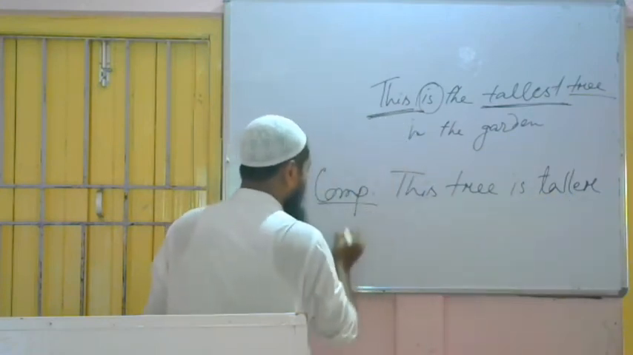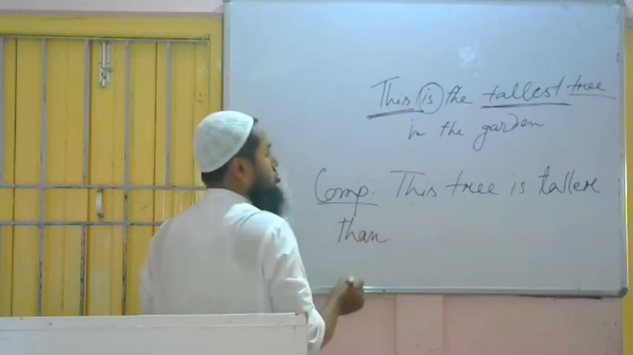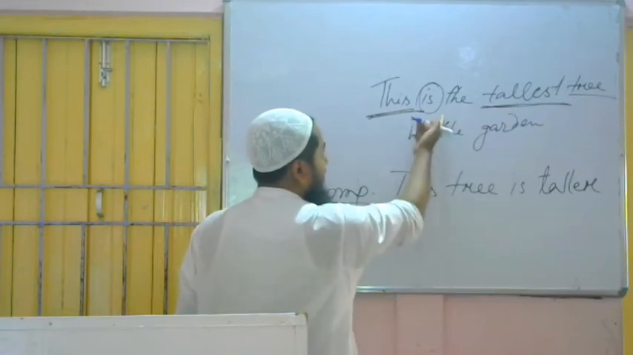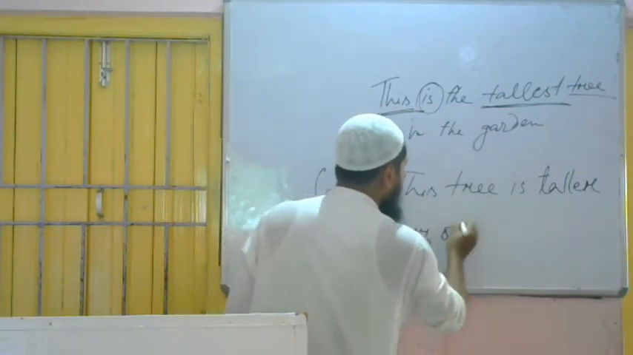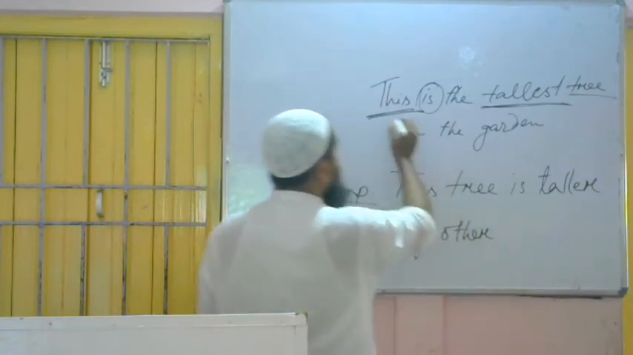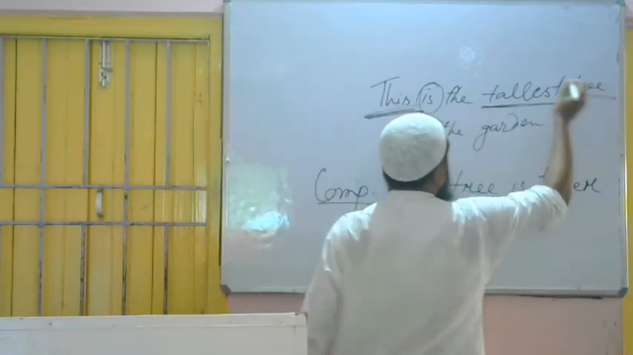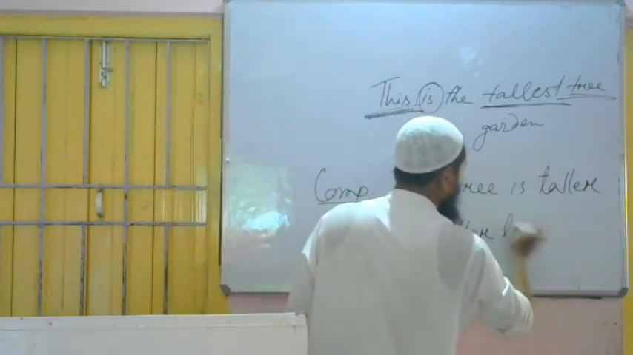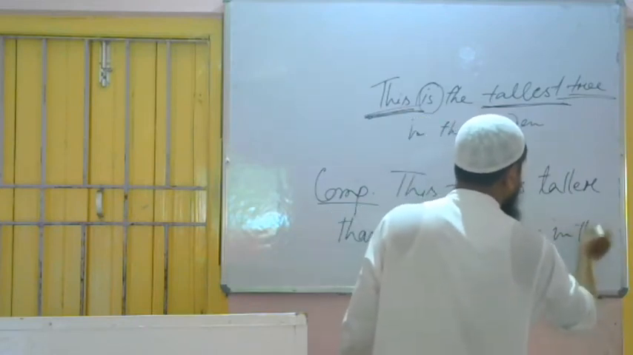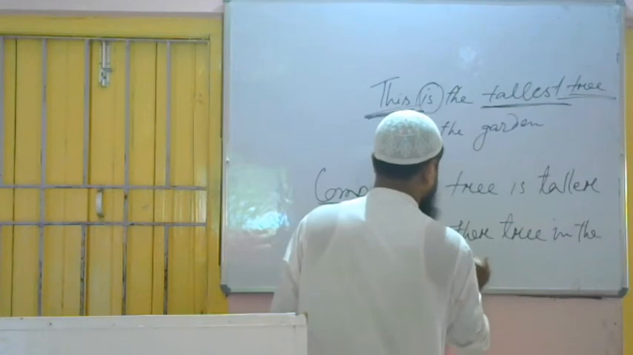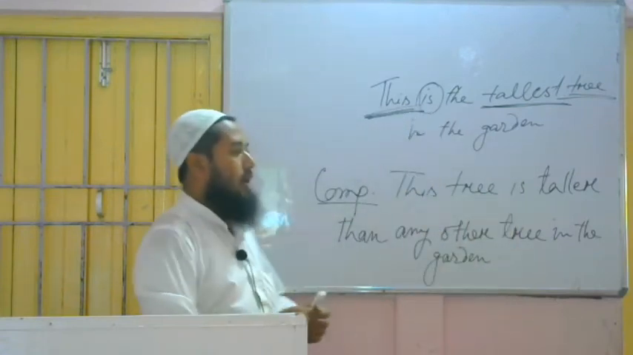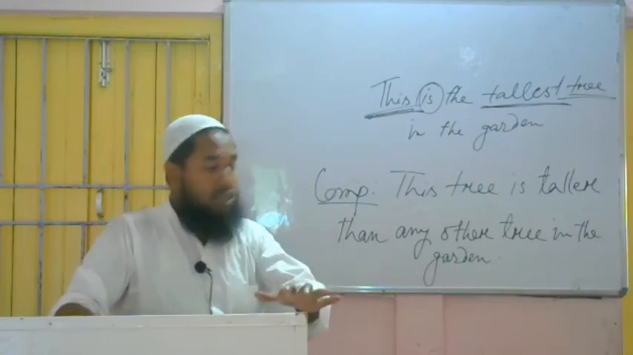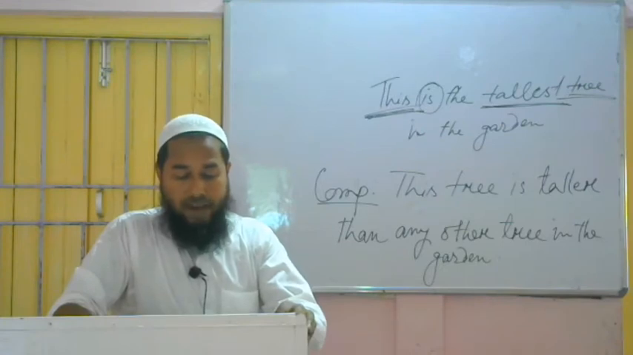Then in comparative, after the comparative degree we use 'than'. This tree is taller than. And as we are changing the sentence from superlative to comparative, we have to use 'any other'. Because in superlative it was among all, but in comparative we are making two groups. This tree is one group and any other tree is another group. So: This tree is taller than any other tree in the garden. This is how we change a sentence from superlative to comparative.